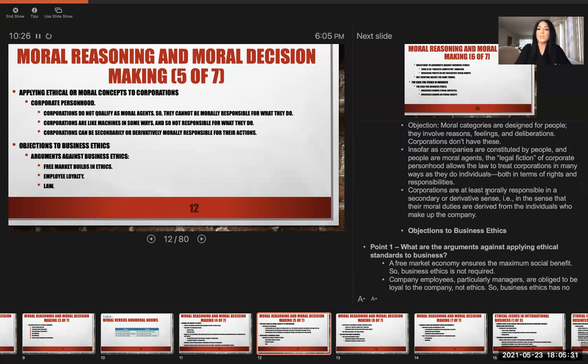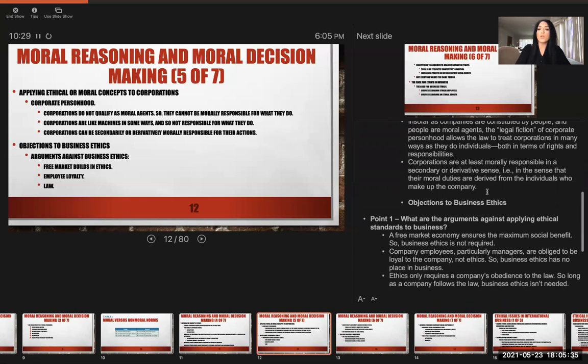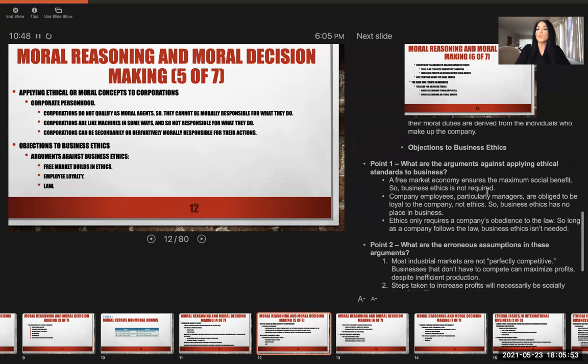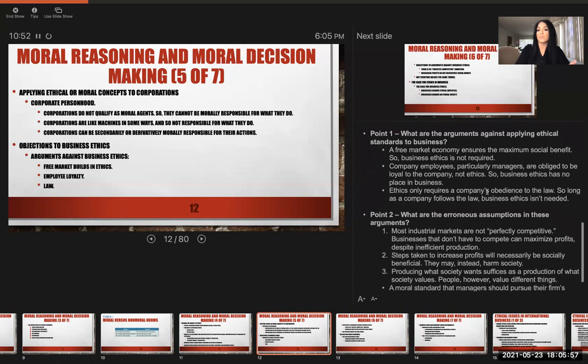Now, insofar as companies are constituted by people, people are moral agents as well, and that legal fiction of corporate personhood allows the law to treat corporations in many ways as it does individuals, both in terms of rights and responsibilities. Corporations are at least morally responsible in a secondary or derivative sense, in the sense that their moral duties are derived from the individuals who make up the company.